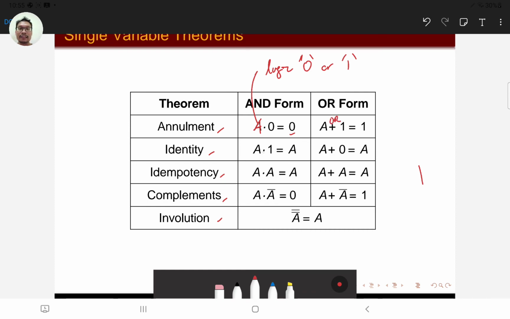In the identity, A dot 1 equals A, A plus 0 equals A. Idempotency: A dot A equals A, A plus A equals A. Complements: A dot A bar equals 0, A plus A bar equals 1. And we have the involution: if we do a double invert, A double inverted equals the original A.